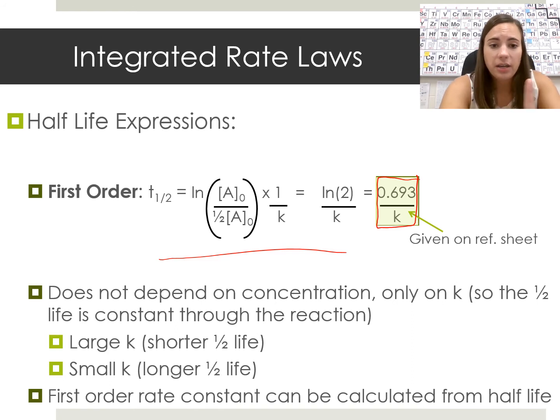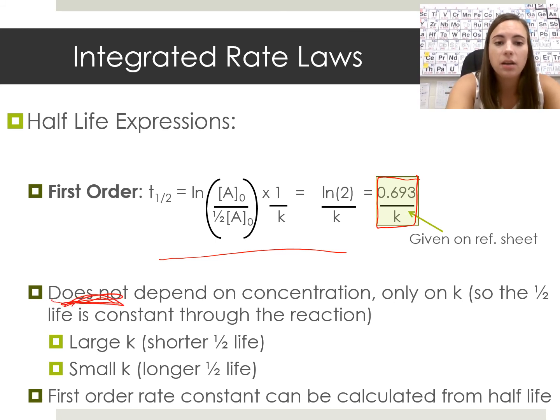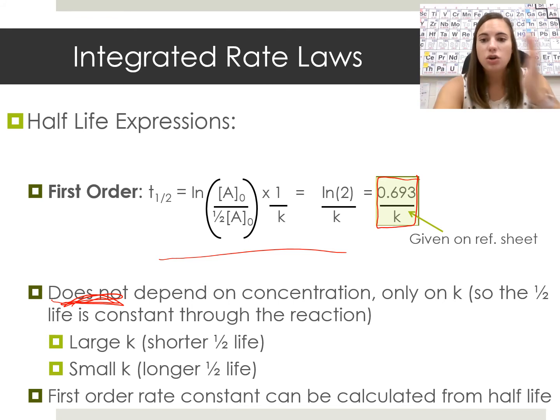One thing it tells me is that the half-life of a first-order reaction does not depend on concentration. So for a first-order reaction, the only thing that dictates the half-life is the rate constant. Sometimes you might be given a set of data, and you may be able to see that the half-life stays constant. To go from 100 to 50 is 2 days, 50 to 25 is 2 days, 25 to 12.5, 2 days. If the half-life stays consistent, it's a first-order reaction.